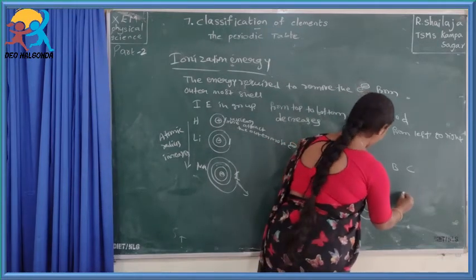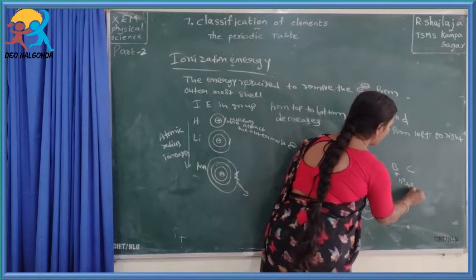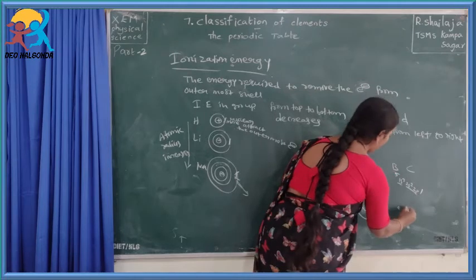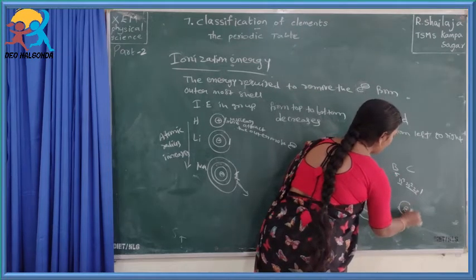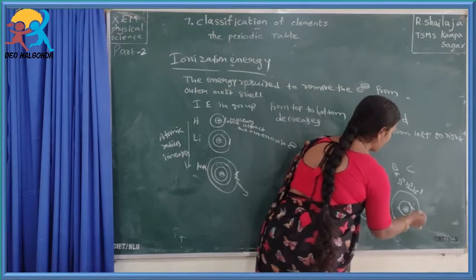Okay, next boron. Boron, atomic number 5: 1s2, 2s2, 2p1. Okay, nucleus, first shell 2 electrons, second shell 3 electrons.